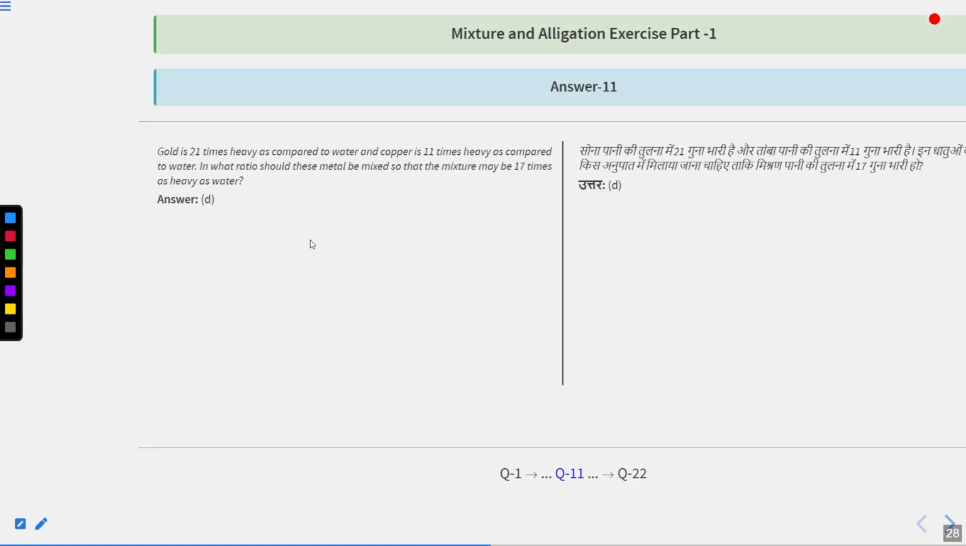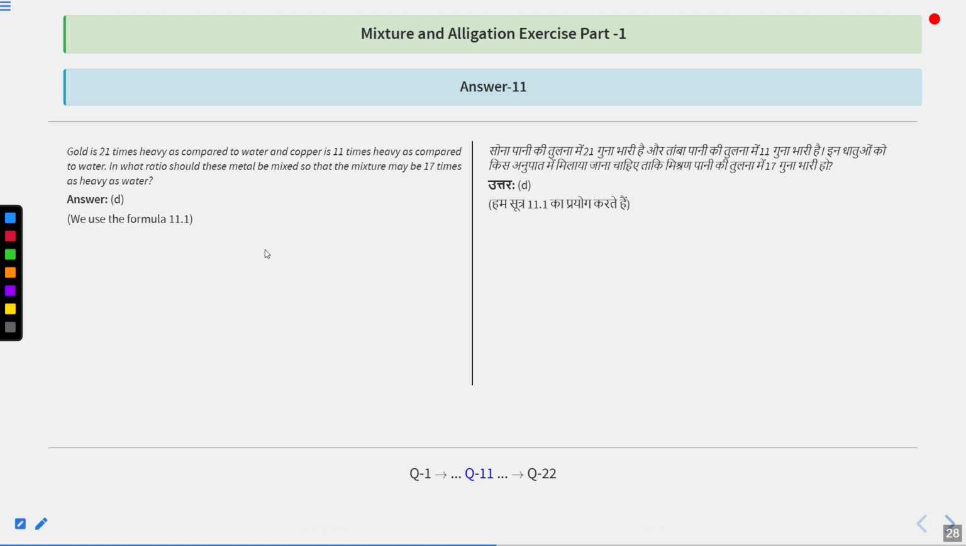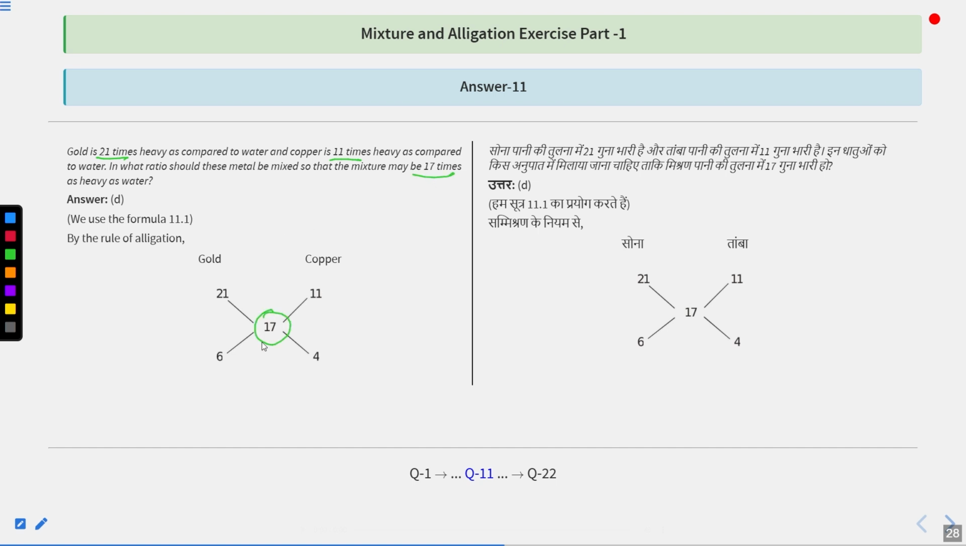Now time's up. Let's see the solution. Now we are going to use formula 11.1. Now gold and copper. Clear? This is 21 times heavy and this is 11 times heavy. But the question says that if we mix them, it will become 17 times heavy than water. So the mean is 17. So we can easily calculate it. We get the ratio 3 ratio 2 when we subtract: 17 minus 11 is 6 and 21 minus 17 is 4. So the ratio becomes 3 ratio 2. D is the correct answer.